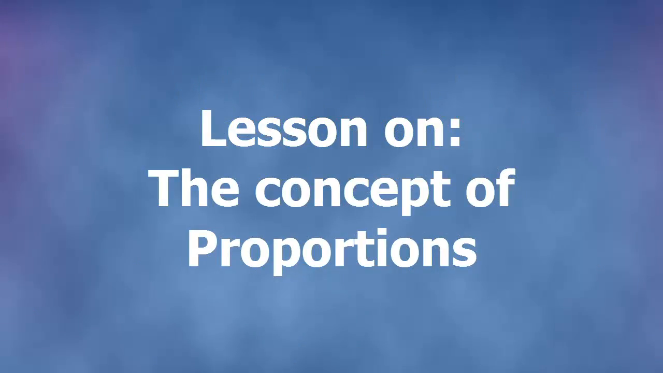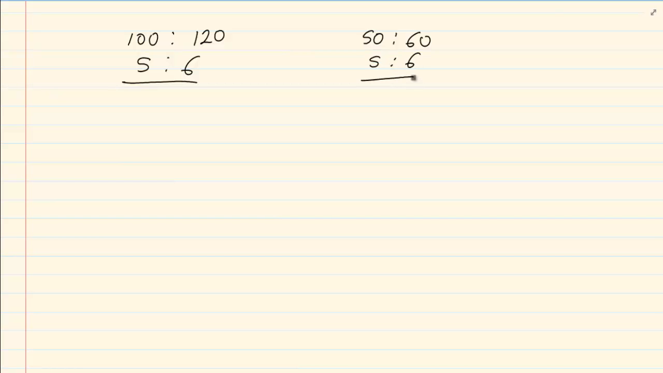Today we're going to discuss the geometry of grade 12. Okay, let us start with basic proportions. You've done proportions in grade 9. Let's take something like 100 and 120. If I were to simplify it, I would have 5:6. If I had another ratio, let's say I had 50:60, if you simplify this, it is also 5:6.